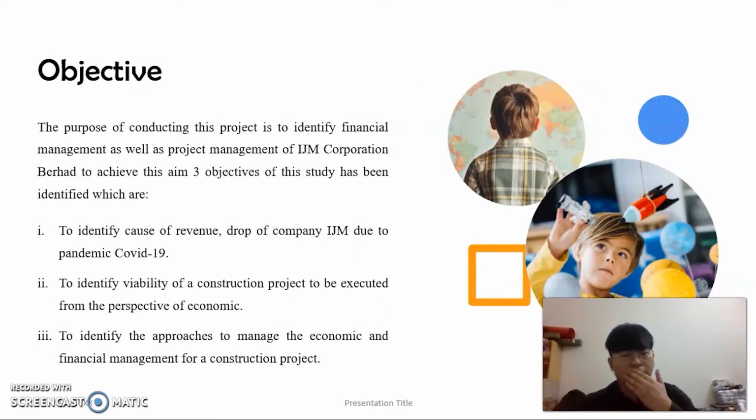So the objectives of our project are to identify the cause of the revenue drop of company IJM due to the COVID-19 pandemic, to identify the viability of the construction project to be executed from the capacity or economy, and to identify the approaches to manage the economy and financial management for the construction project.